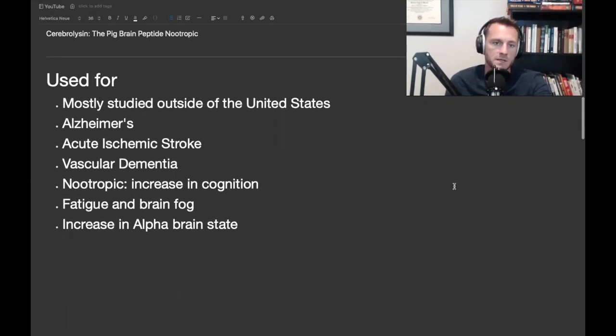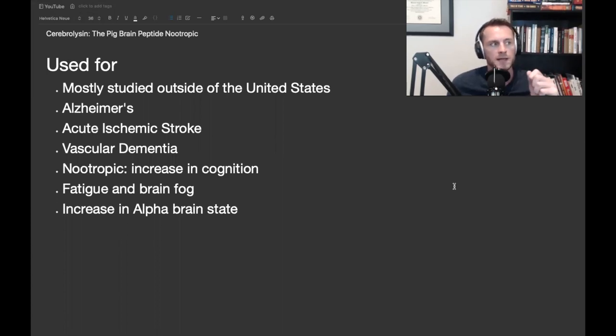Okay, what is it used for? So cerebrolysin has actually gotten more popular outside of the United States. I think there's actually a drug company in Europe that uses it for like ischemic strokes and Alzheimer's and dementia. And that's where a lot of the clinical trials are happening, and specifically for those three forms of pathology.